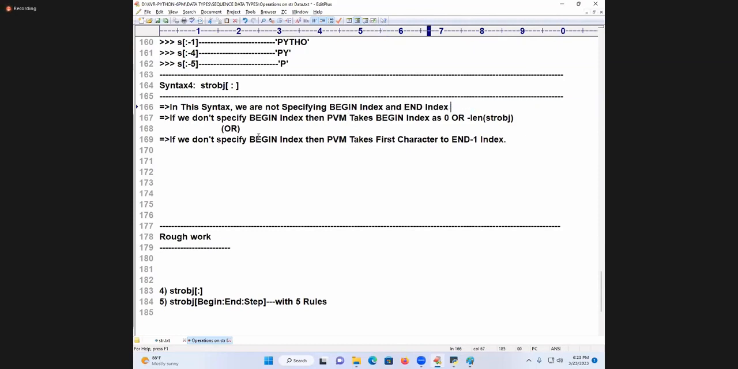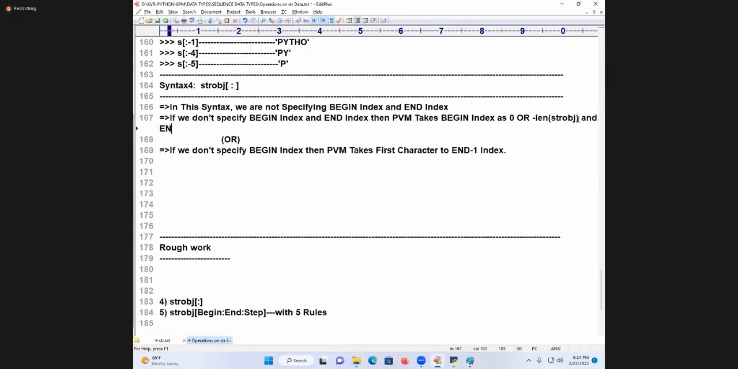If we don't specify begin index and end index, then PVM takes begin index as 0 or minus of len of this, and end index as, come on, len of what? strobj.